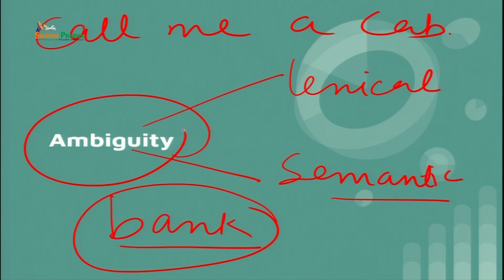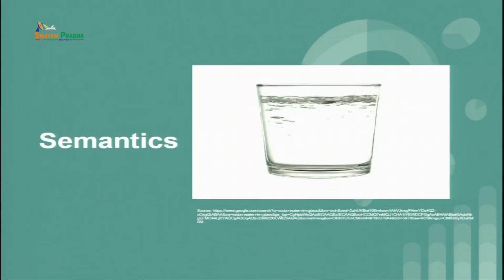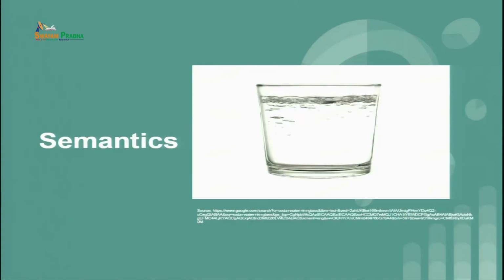So, you can't make out clearly whether this person is named Cab or is referring to a taxi. So, ambiguity refers to an interpretation which comes in two or more ways. Now, coming to the aspect of semantics. What do you think semantics is? Let us try to understand through this diagram.